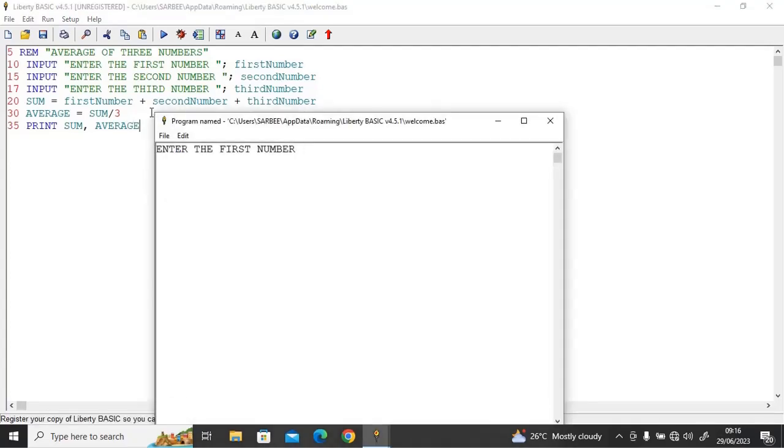So let's say the first number, let me use 1, second number 2, third number 3. What do you think the average will be? 1 plus 2 is 3, 3 plus 3 is 6, and 6 divided by 3 should give us 2. You can see the sum is 6 and the average is 2.